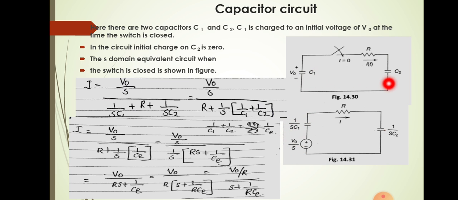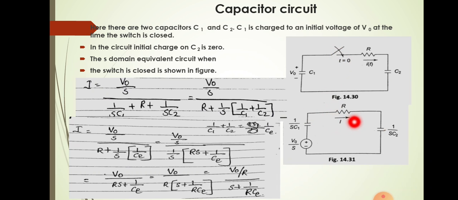Similarly, there is another capacitor C2, but there is no initial charge across C2. That is our assumption. So C2 will be replaced by 1 by SC2 alone. There is no initial voltage source. So 1 by SC2 is the S domain representation for C2. In the case of a resistor, the resistor is replaced by the resistor itself, so R is the S domain representation for R. And here the switch is replaced by a short circuit. We are drawing the S domain equivalent circuit when the switch is closed, that is why the switch is replaced by a short circuit like this.